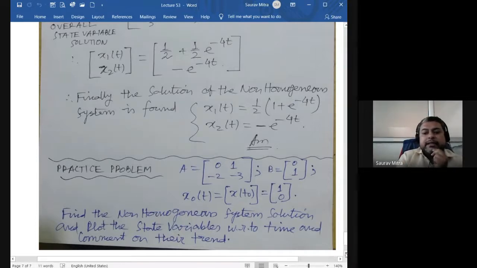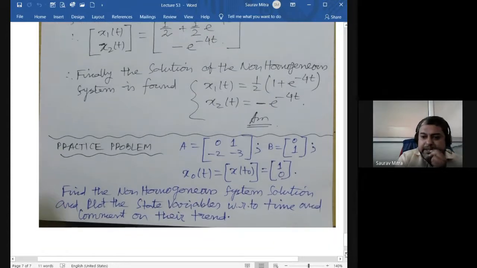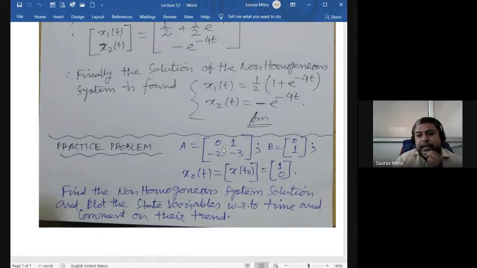Okay. Another practice problem I have posed: A is equal to [0, 1; minus 2, minus 3]. Already e raised to At is found. B is [0; 1], and x(0) I have given as [1; 0]. Find the non-homogeneous system solution and plot the state variables. So one part is done. 50% is already done, because for this we have already found e raised to At. So you can do this numerical and you can tell me.